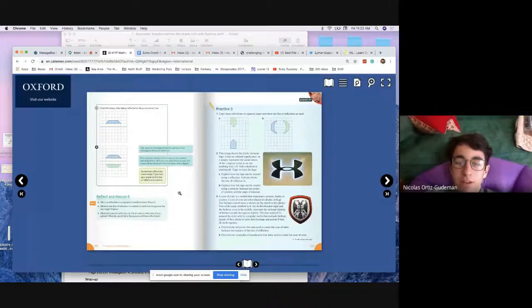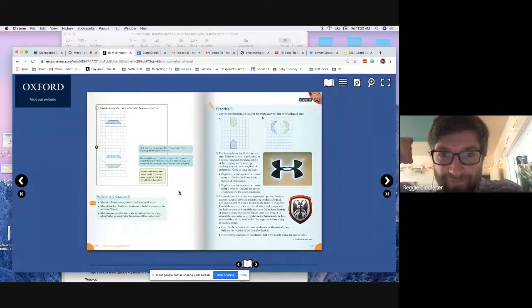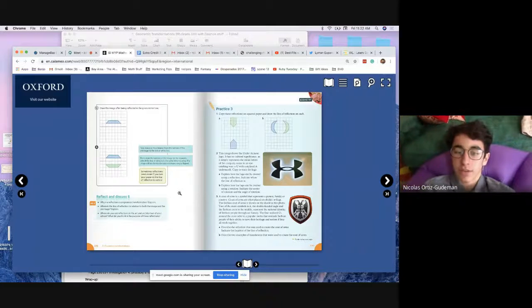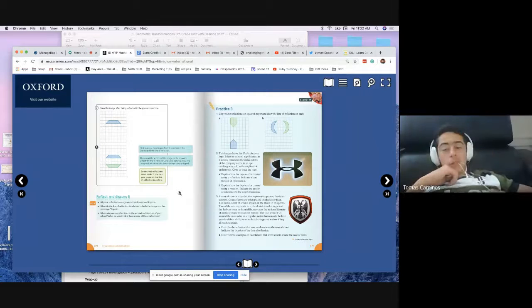In our mural, all the little fences, those are reflected. Uh-huh. The fence on the mural is a reflection. All right. Thank you.